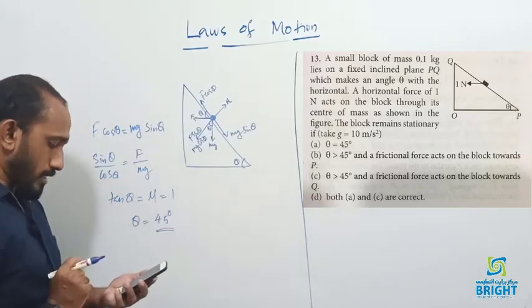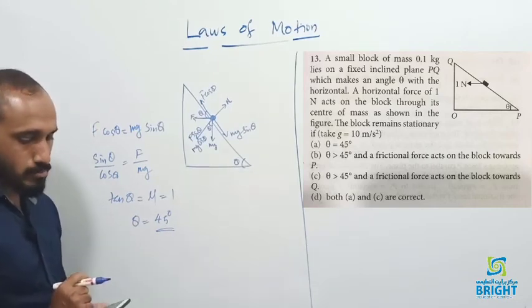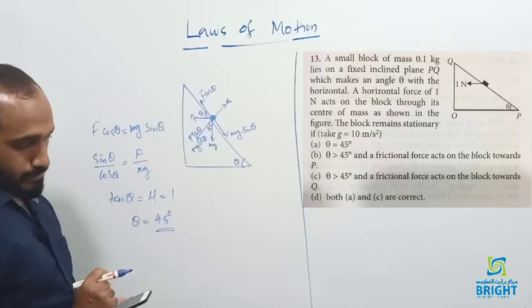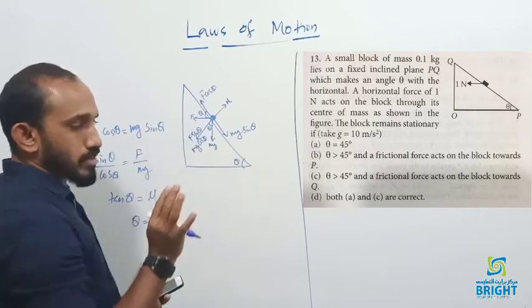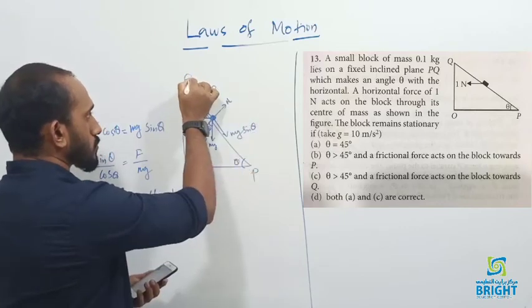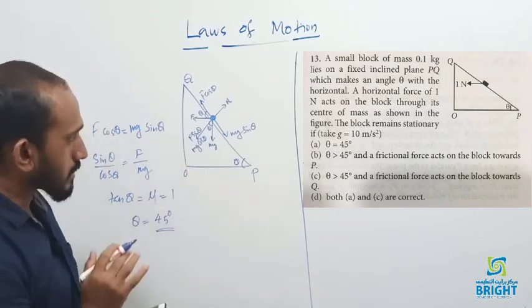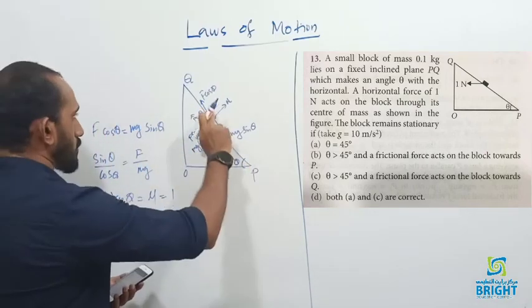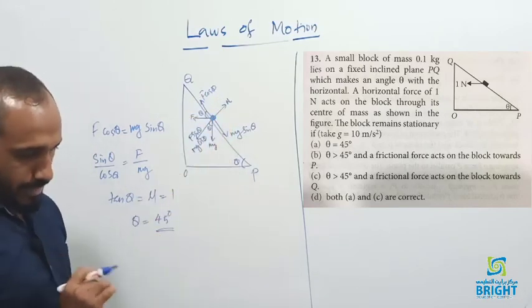Now B also you check it. Theta greater than 45 degree and a frictional force acts on the block towards P. So towards P means downward. Downward there is no friction force. Only friction force we have upward. So this is P and this is Q and this is O, that's given in the figure. So towards P there is no friction force acting. So B is wrong.